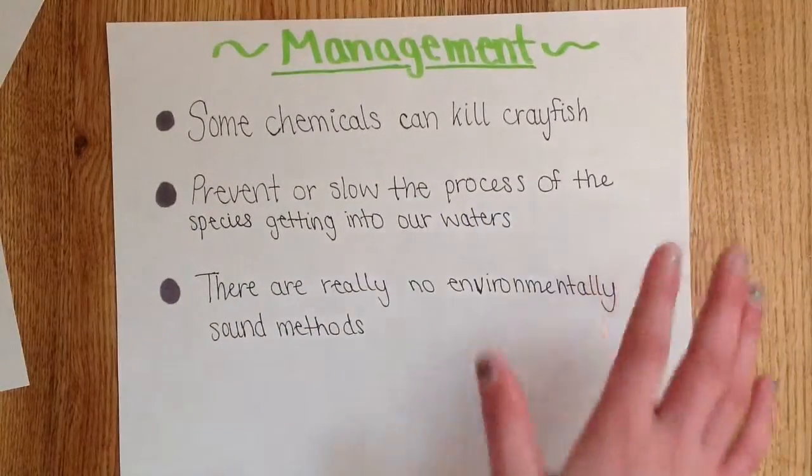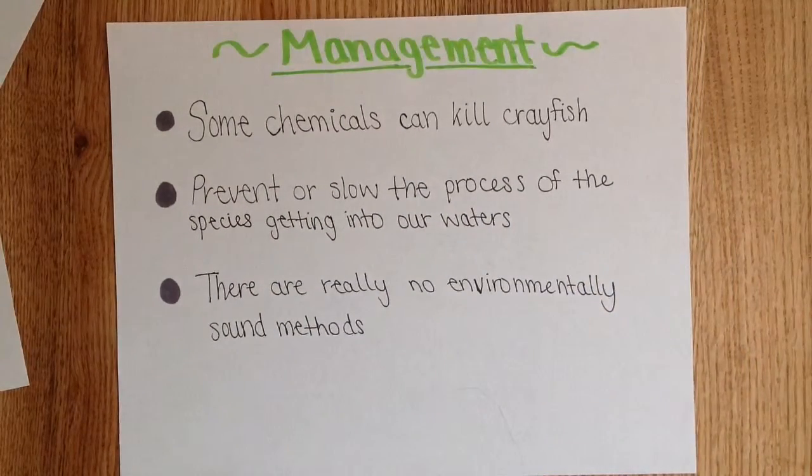So, management of these crayfish. Some chemicals can kill crayfish, but unfortunately they can also kill some of the native species in the process. So we must prevent or at least slow the process of the species getting into our waters, because scientists are still working on finding environmentally sound ways to eradicate these crayfish. So obviously these methods are not very effective, so we need to take initiative and find better methods to control or eradicate these crayfish.